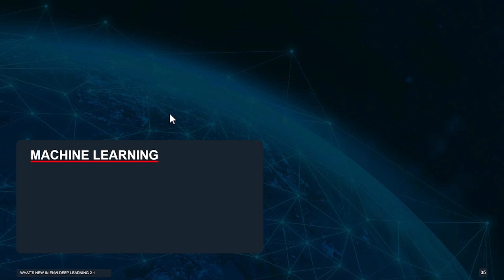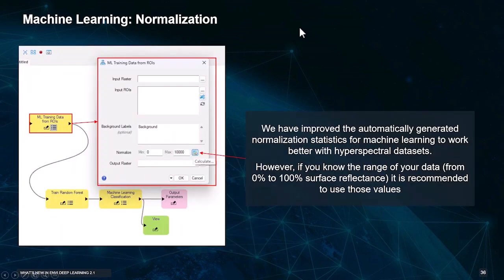Now we're going to pivot to some of the machine learning features. The first machine learning feature that we're going to cover today is normalization. One of the things that we introduced when we had our What's New webinar for machine learning last fall is that we have the ability to work with any number of bands and any type of data. As long as it's an image with bands, we can process it, meaning multispectral or hyperspectral.